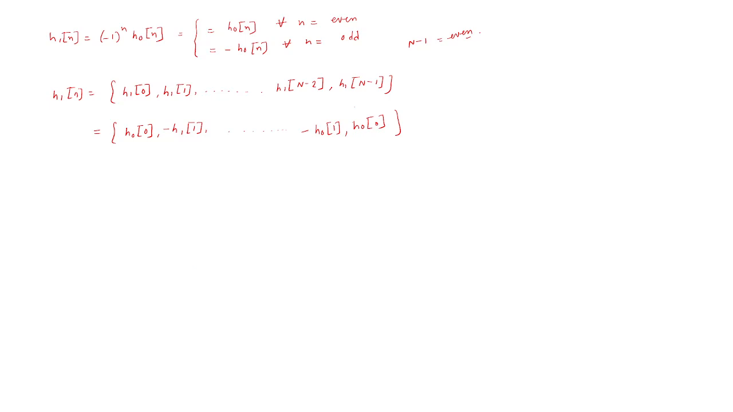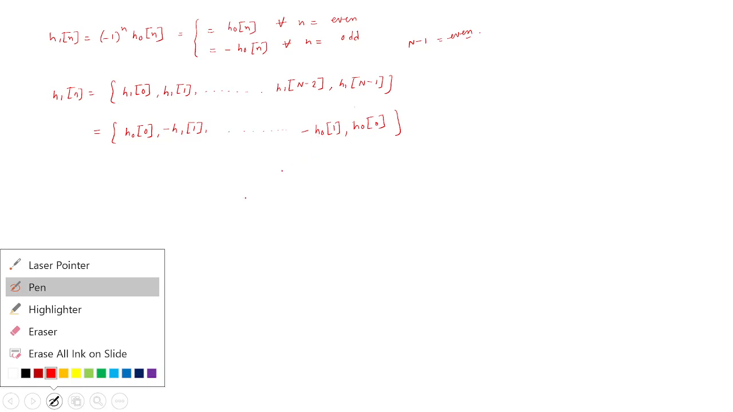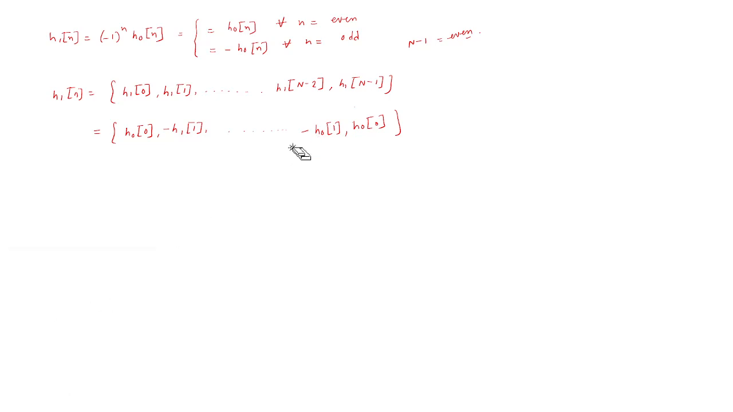Okay, if you have problem in understanding this step, let me clearly write it down. You can relate to the first two things because the indices are pretty much visible, but for these two you may have difficulty understanding. So h1 of n minus 2 corresponds to minus 1 to the power n minus 2, h naught of n minus 2, and the last one corresponds to minus 1 to the power n minus 1 times h naught of n minus 1.